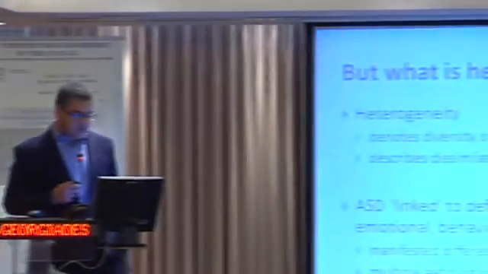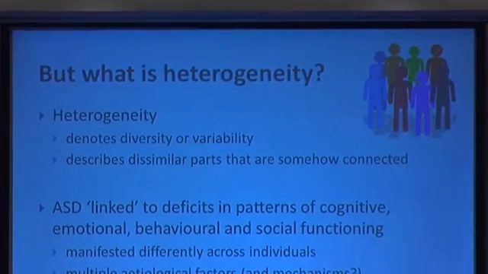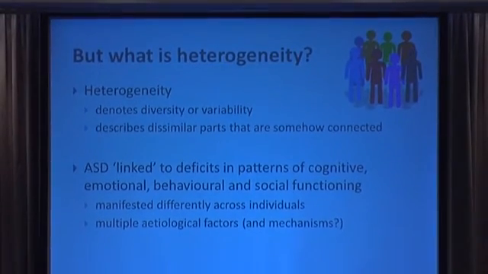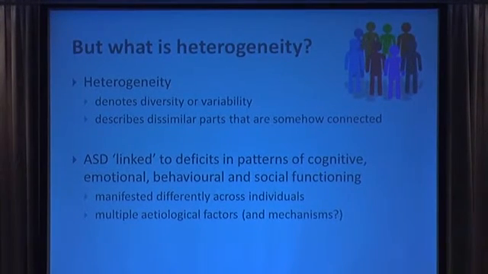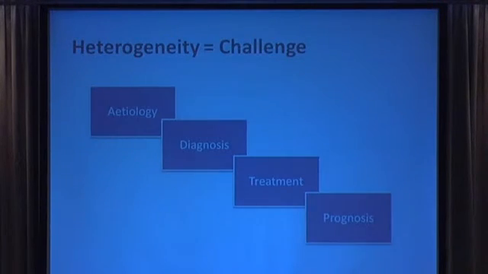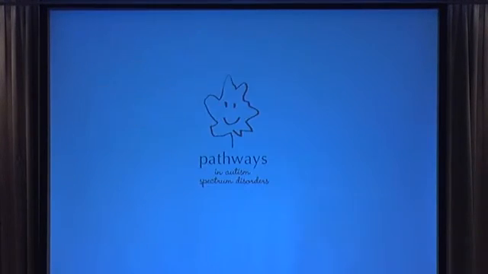And we know that ASD is linked to deficits in patterns of cognitive, emotional, behavioral, and social functioning, but we also know that these are manifested differently across individuals. Instead of searching for the autism gene, which was the case 10, 15 years ago, we now know that we have multiple etiological factors, and in the case of genetics, at least 100 genes that have been shown to be associated with autism. So as it stands right now, heterogeneity presents a major challenge in our understanding of the disorder in terms of etiology, diagnosis, treatment, but also prognosis.